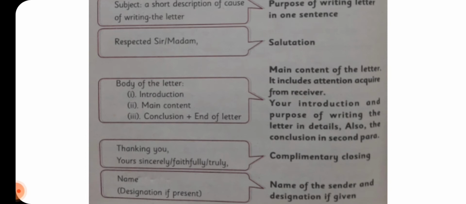Now in the body of the letter there are three main parts. The first one is the introduction, in which you give a short introduction of your purpose of writing, like what your letter is actually based on. Then you come towards the main contents of what you actually want to discuss. And after that, you put an end to your letter by summing it up in a conclusion paragraph. So you put a conclusion.